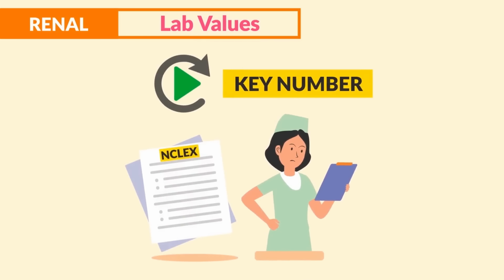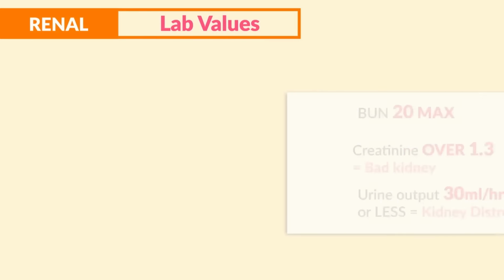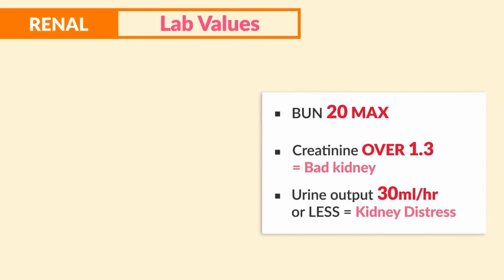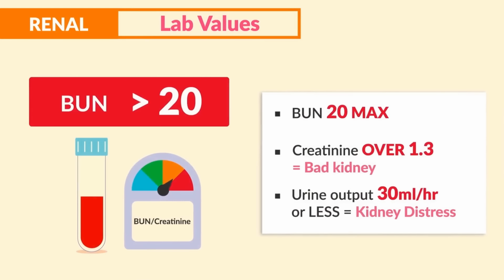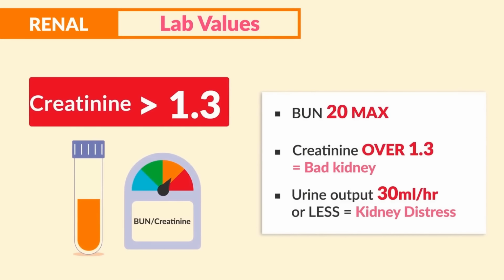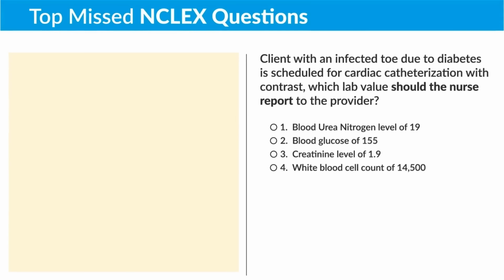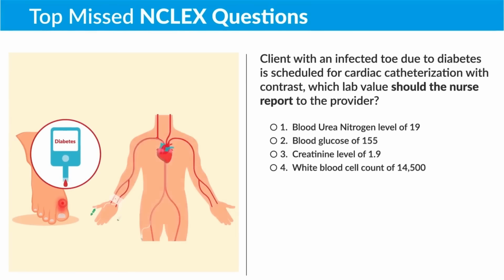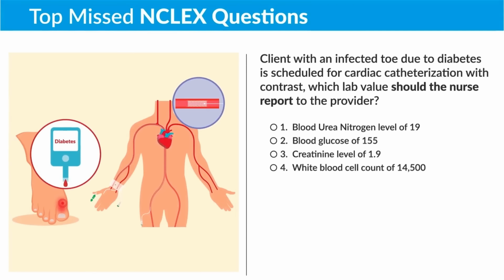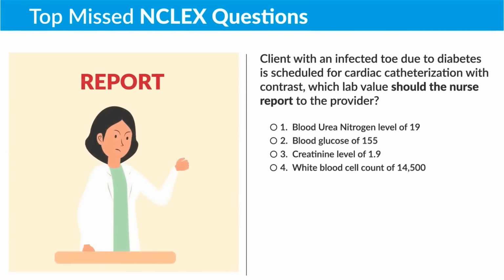So the key numbers for the NCLEX and nursing exams for renal function, just in case you missed it: BUN is 20 max, creatinine over 1.3, just think bad kidney, and urine output 30 mLs or less, just think the kidneys are in distress. Now a common NCLEX question: a client with an infected toe due to diabetes is scheduled for a cardiac catheterization with contrast. Which lab value should the nurse report to the provider?